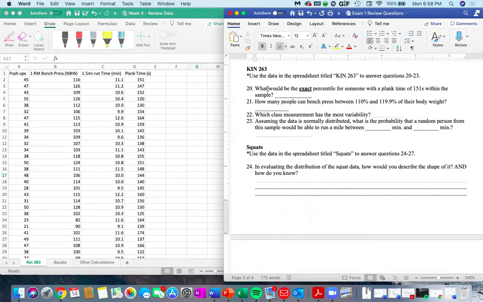So what would the exact percentile for someone with a Planck time of 151 seconds within the sample be? We're looking at Planck time. We want exact percentile. So what type of equation would we use? Remember, when finding percentiles, we can either use our frequency distribution calculations or a z-score calculation. We want an exact percentile, so we have to use our frequency distribution one.